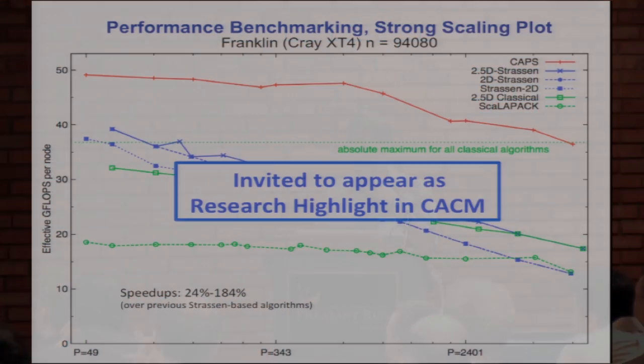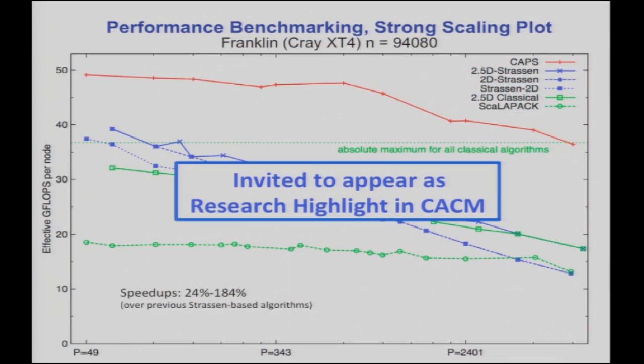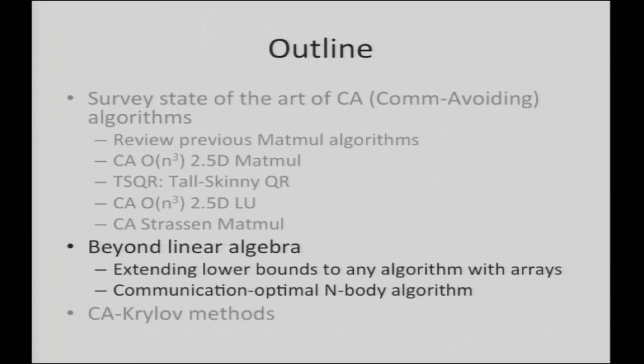Okay, so that is the end of sort of the direct linear algebra. And so now I want to switch topics and go on to beyond linear algebra. How does all this generalize to arbitrary programs, to any algorithm that accesses arrays? For one particular example, I'll tell you about a new communication optimal direct n-body algorithm. So I have to sort of say, how do you generalize all the notation?